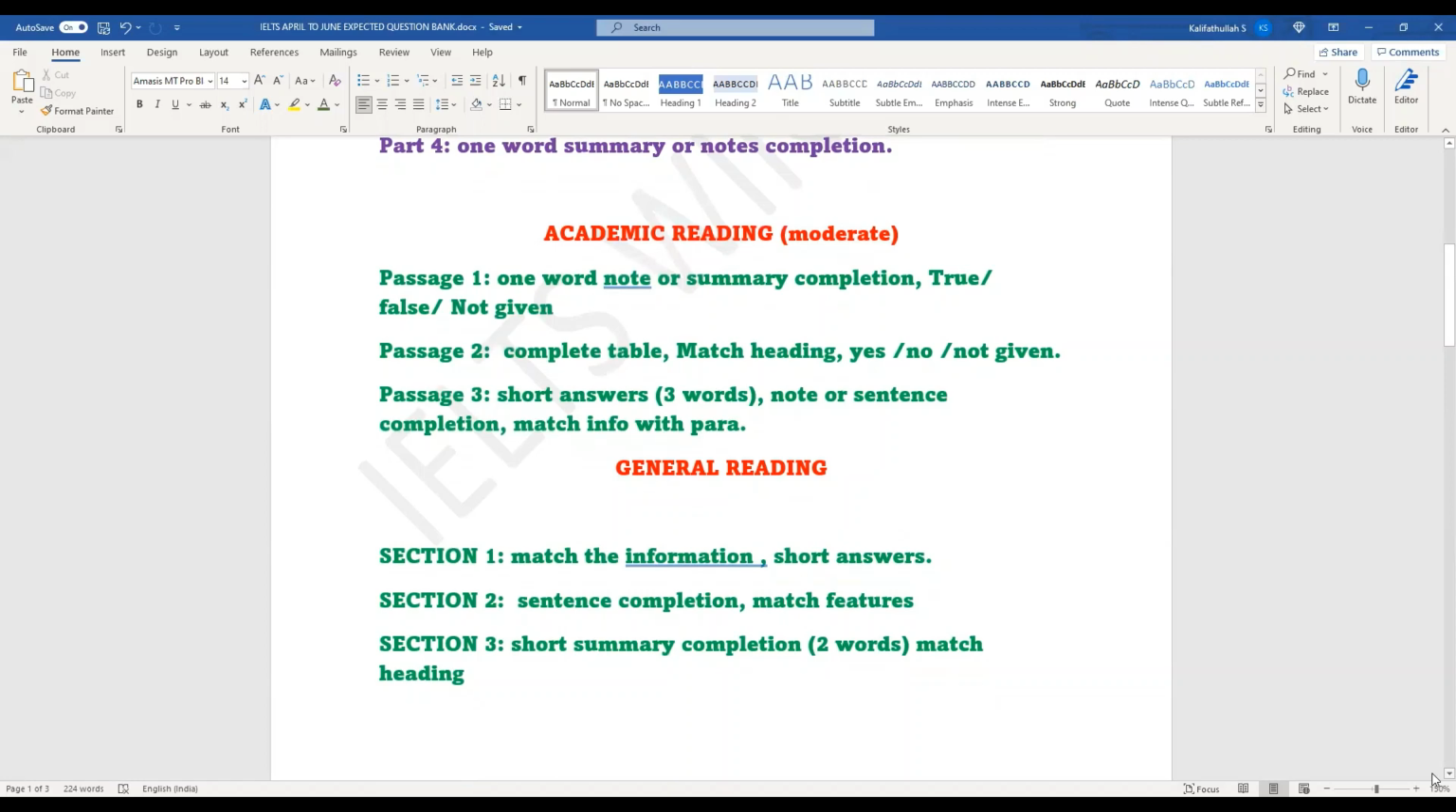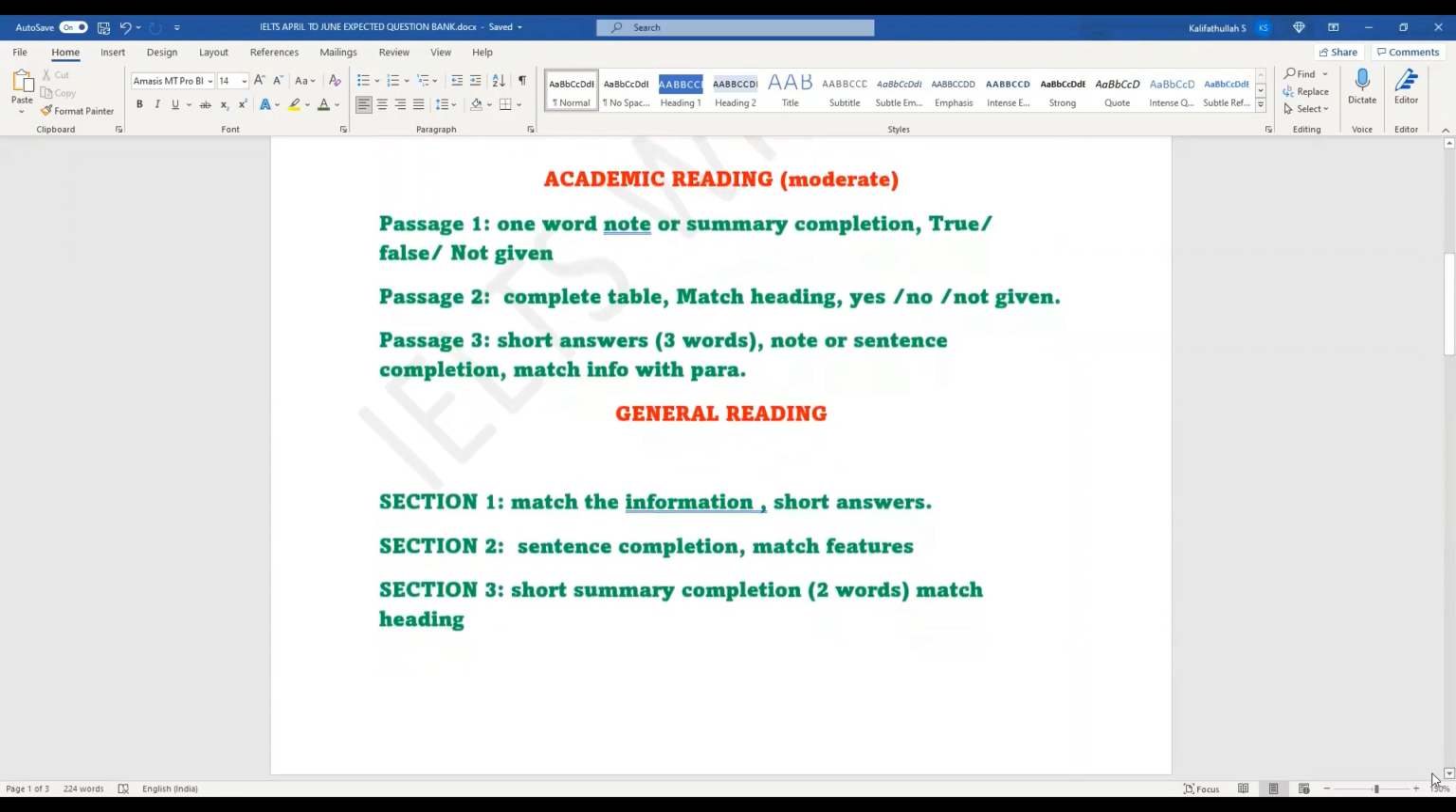In section 2, you will have sentence or summary completion, that is not more than 2 words, and match features, that is you will be given some words in the box and you need to match them with the information given ahead. In section 3, that is the long passage, you may get summary, short summary completion, that is no more than 2 words, and match heading. So the general is going to be easy, academic reading is going to be moderate, but if you have prepared well with your strategies, it is overall easy reading for 19th June.